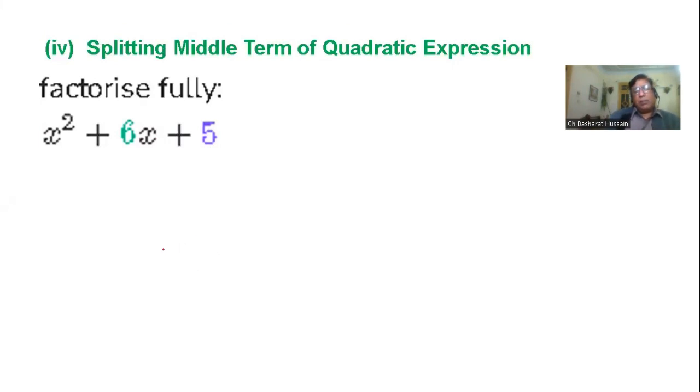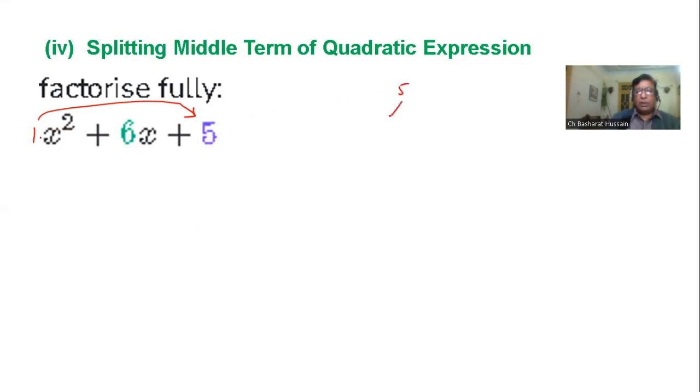Now, splitting the middle term of a quadratic expression. This is the fourth type of factorization, which is very important. Here we split the middle term. How do we split the middle term? Check the coefficient of the first term, that is x square. What is the coefficient of x square? That is 1. Multiply that coefficient with the constant number. The constant number is 5, so 1 times 5 is 5.